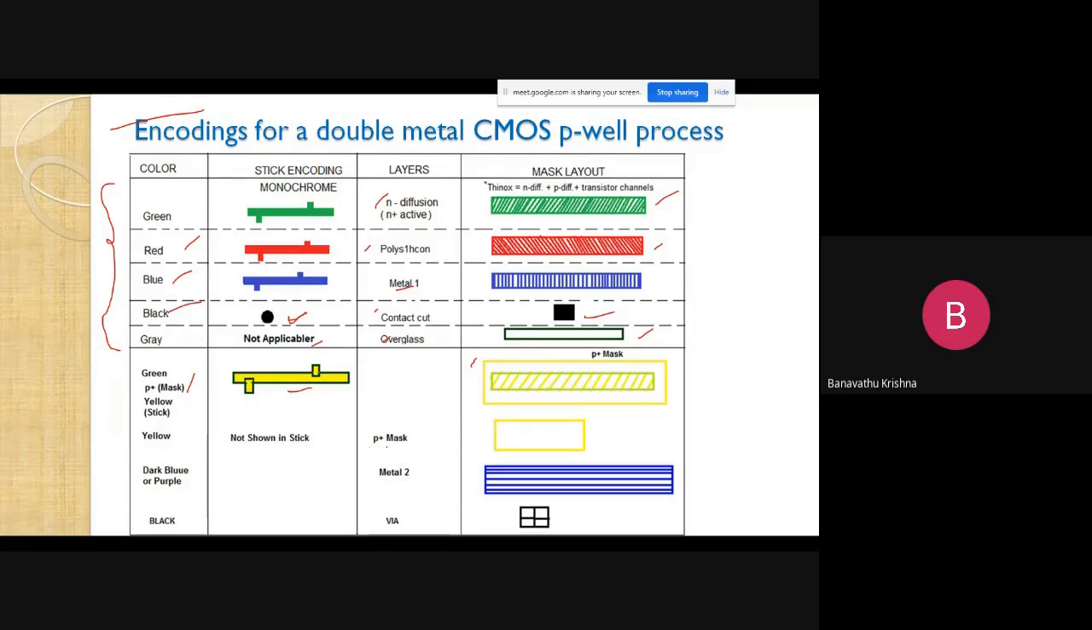And next is the P plus mask. Here it is also yellow color, but this is the mask. This is the P diffusion layer here, right? This mask, in yellow color, is not shown in the stick diagram, but it is represented in the layout diagram. Similarly, dark blue or purple color is the metal layer, available in the layout diagram, right? And next is black color, the via contact cut, represented in a layout diagram like this, right? These are the encodings for the double metal CMOS P-well process.